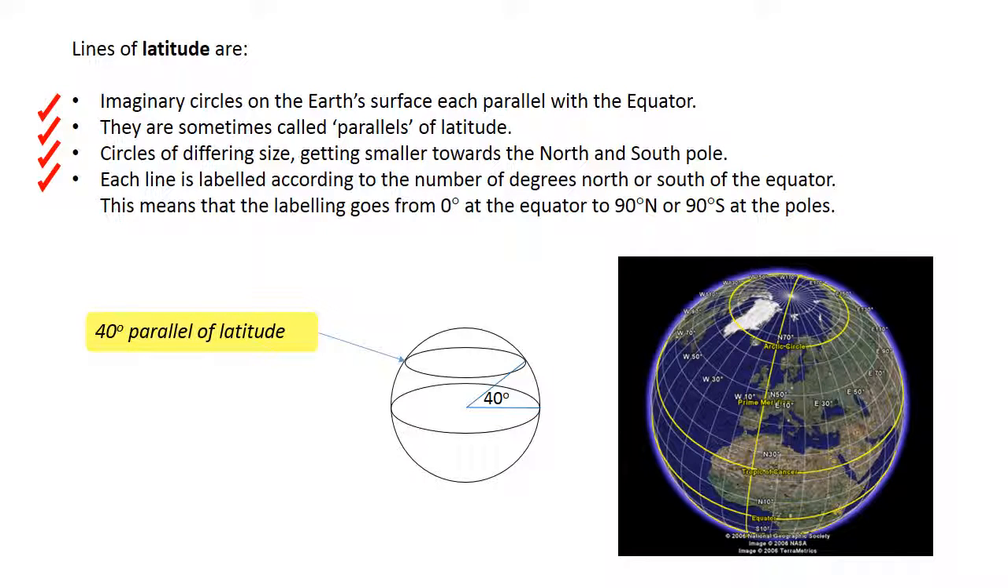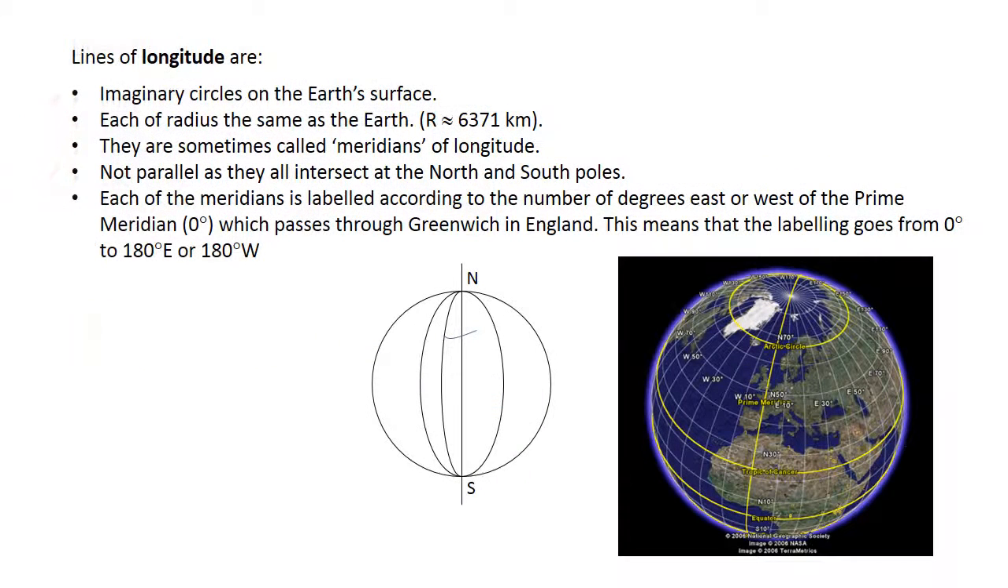at the poles. Lines of longitude are imaginary circles on the Earth's surface. Each is of radius the same as the Earth. The Earth has a radius of approximately 6,371 kilometres. Lines of longitude are sometimes called meridians of longitude.